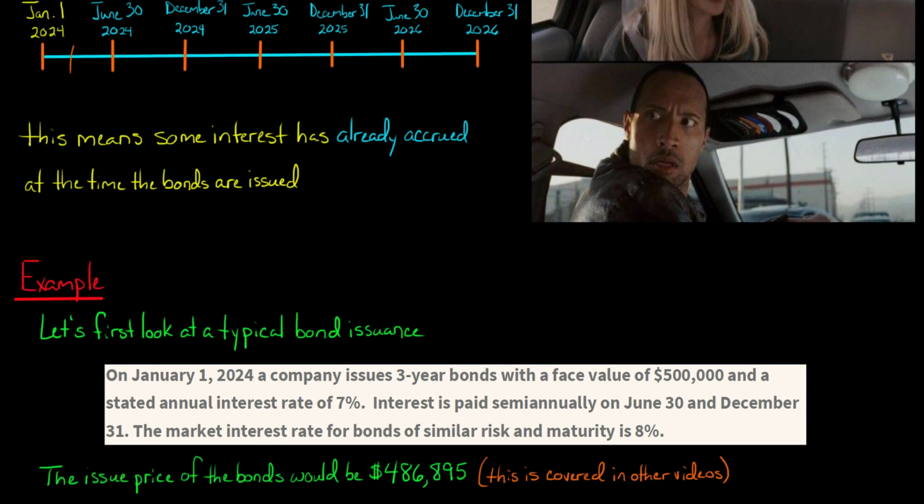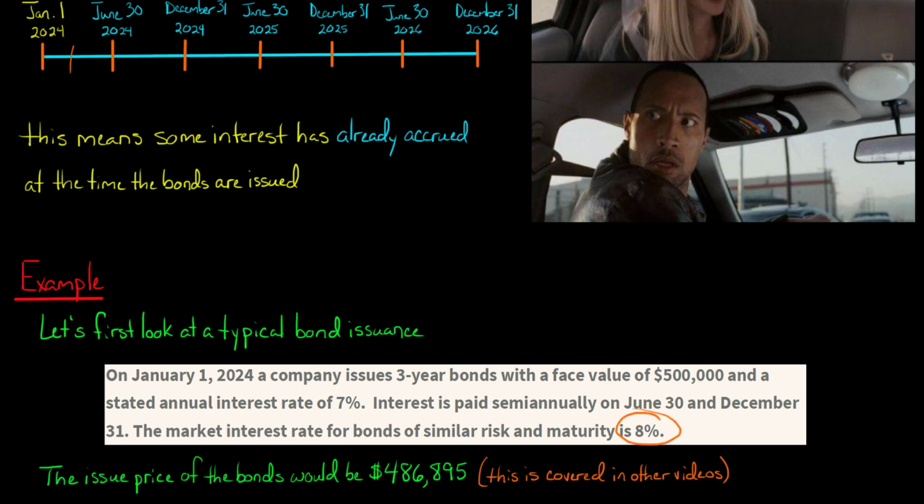Let's start by looking at a typical bond issuance. So we'll say that on January 1st, 2024, a company issues 3-year bonds. They have a face value of $500,000, and there's a stated interest rate on an annual basis of 7%. And then we've got a market interest rate on an annual basis of 8%. This bond pays interest semi-annually.